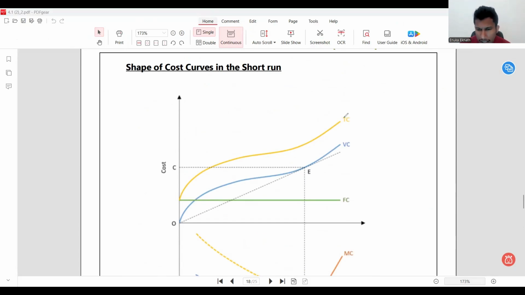Here we have TC, and then we get TVC. Variable cost means total variable cost, and TC means total cost. They are asking about the vertical distance between TC and TVC. That means the gap from here to here. The gap from here to there is always what? This gap, that is the total fixed cost. So this gap is the same everywhere.